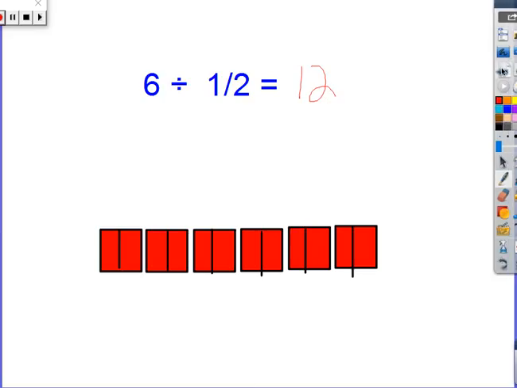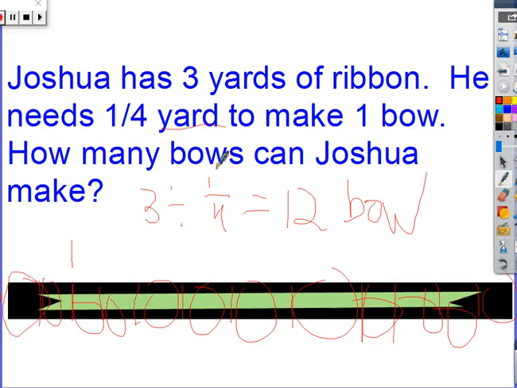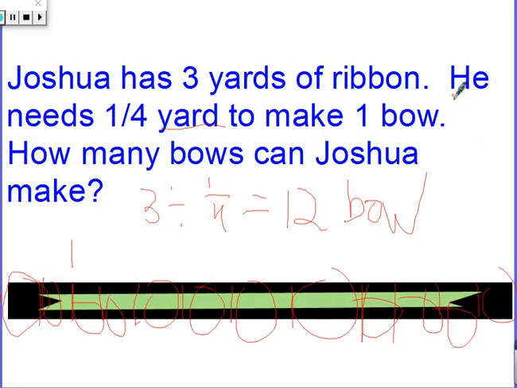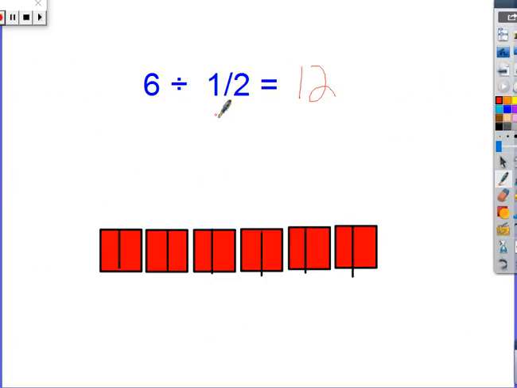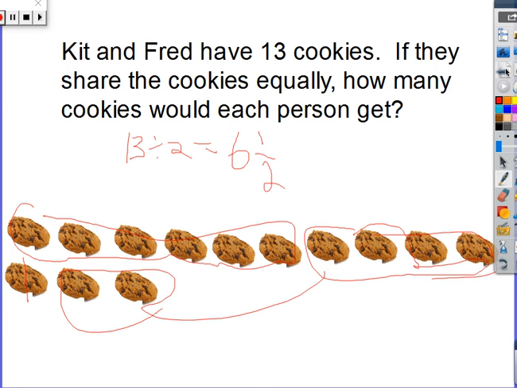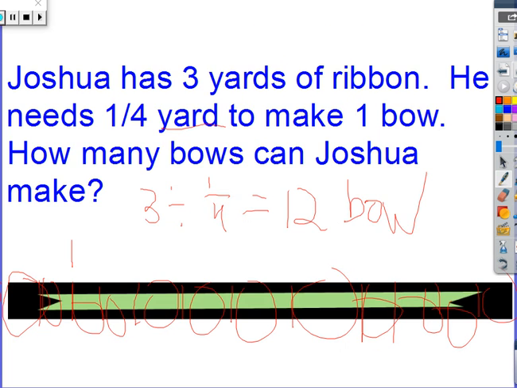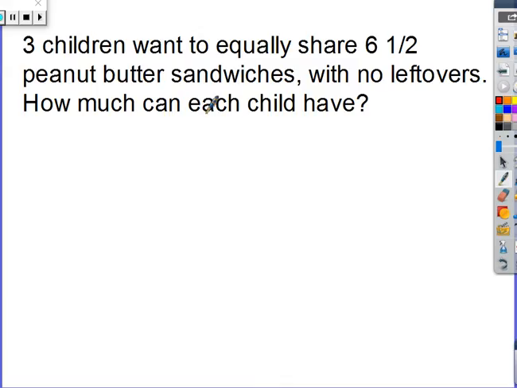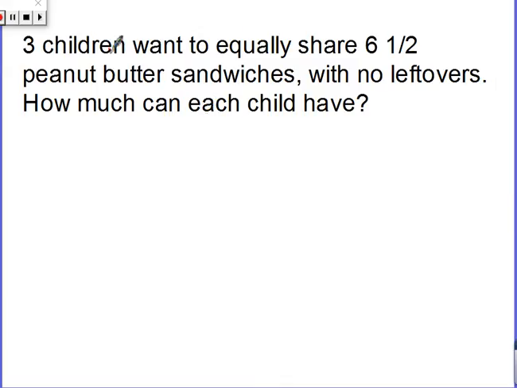Okay, let's look here. 3 children want to equally share 6½ peanut butter sandwiches with no leftovers. How much can each child get? So what do I have? This time I have 6½ because that's what I have, divided by 3. So if I do 6 divided by 3, I know each kid will get 2, but that means I have 1/2, and I'm going to divide that by 3 kids. So I have a different fraction here.